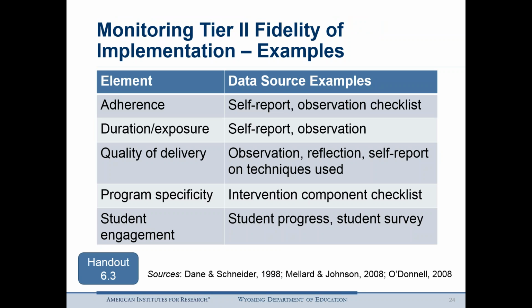Handout 6.3 provides more information about monitoring fidelity of implementation. Because fidelity of implementation can be challenging in an educator's busy schedule, consider data sources that are readily available. This list provides examples of how you may monitor adherence, duration, quality of delivery, program specificity, and student engagement.